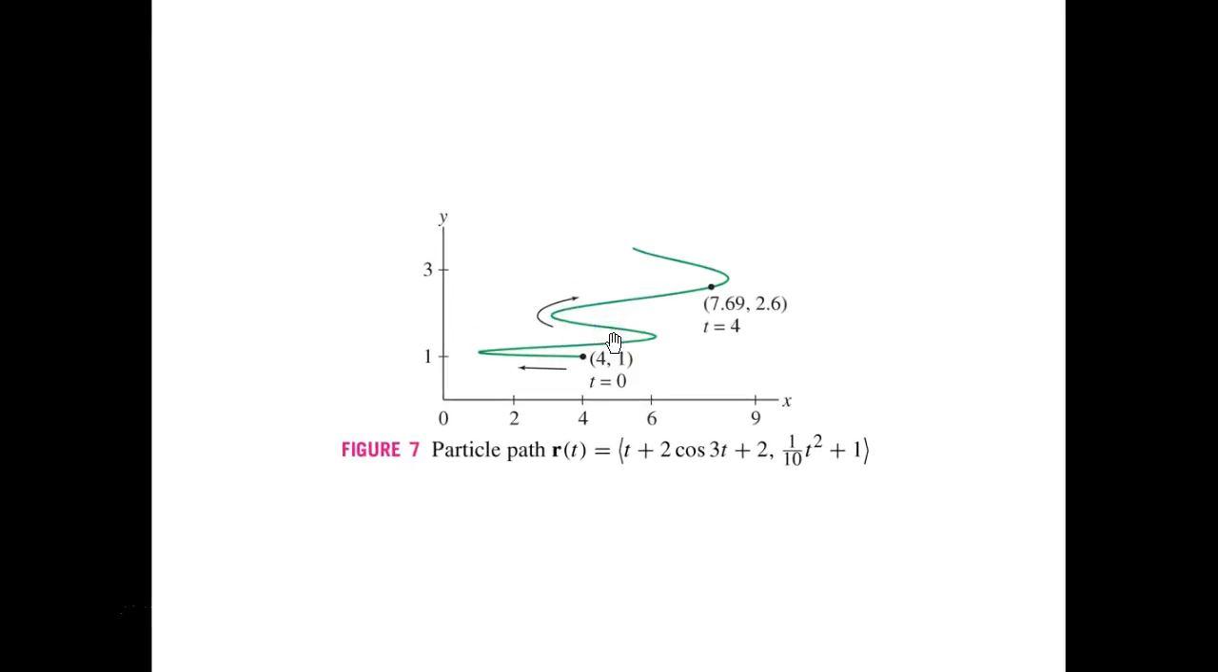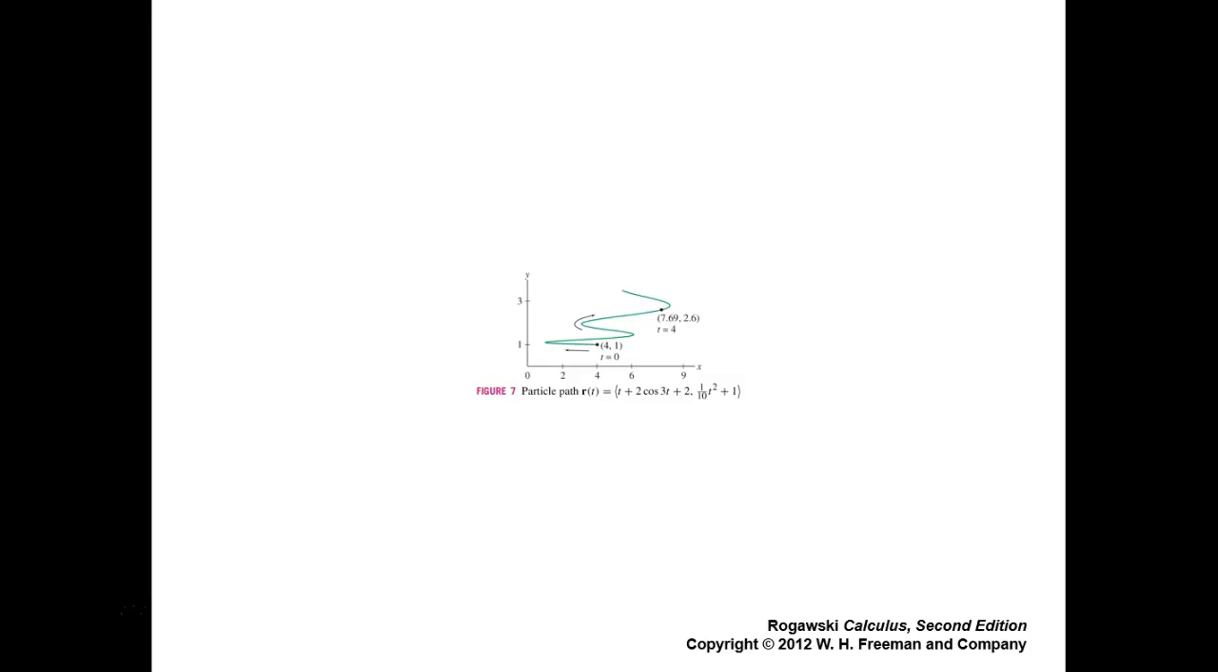Okay. This happens to be the path of that thing we just did, and when t is equal to 0, we're at 4, 1, and when t is equal to 4, some time later, you're at 7.69, 2.6. That looks about right. Yeah. Good deal. Okay. Is that the last one? Yeah. All right. We'll probably write on this slide.